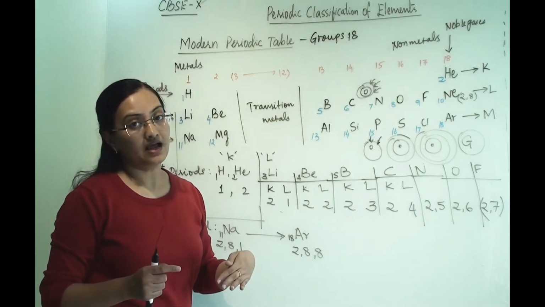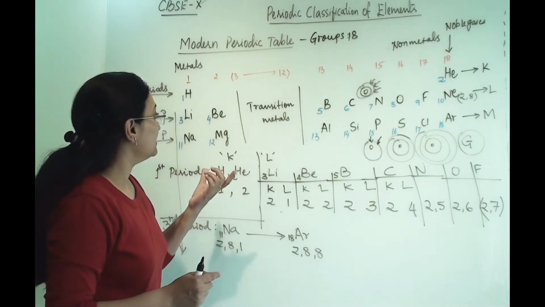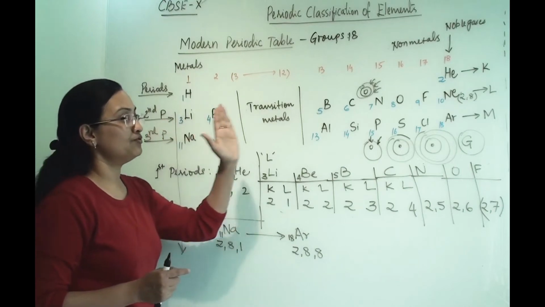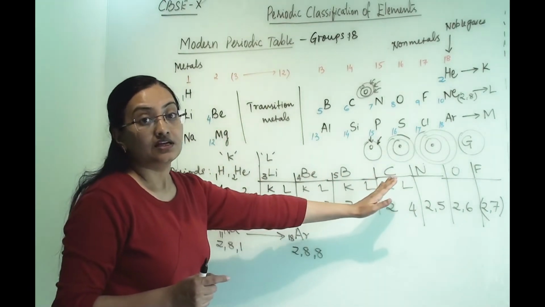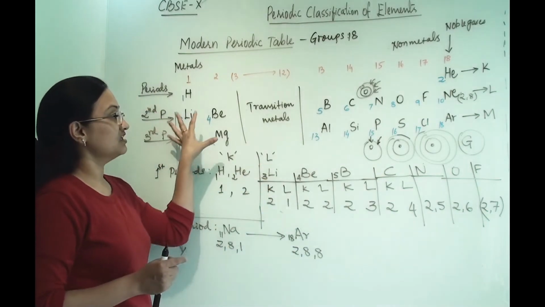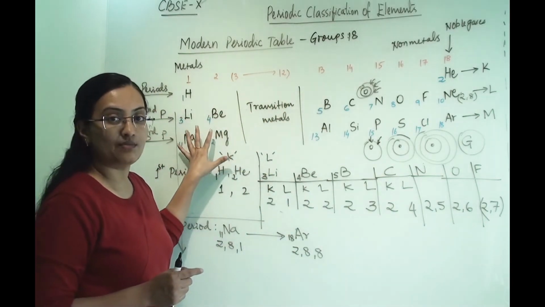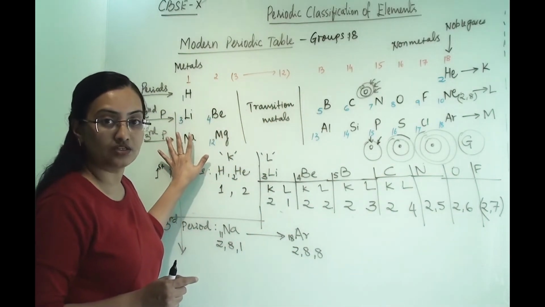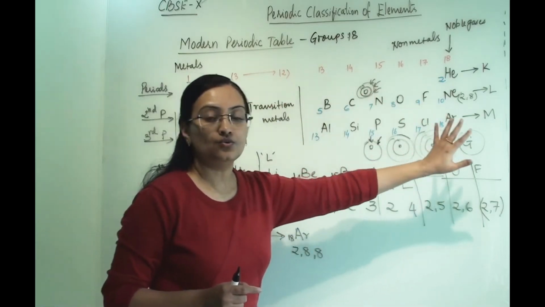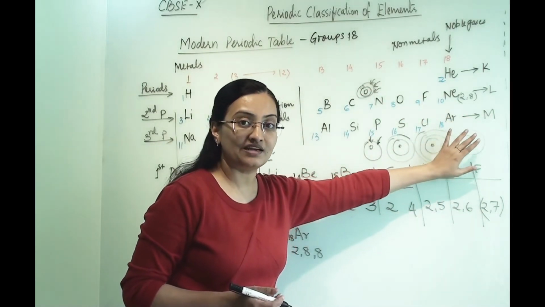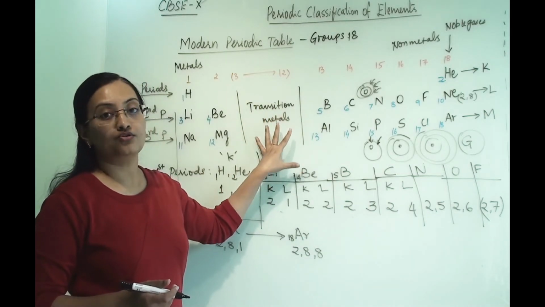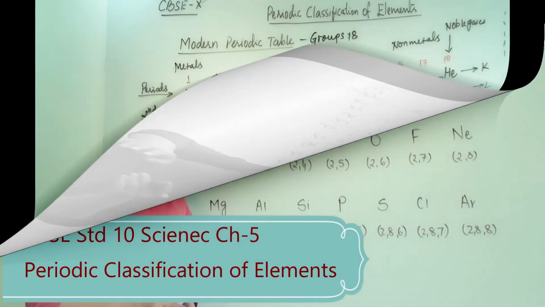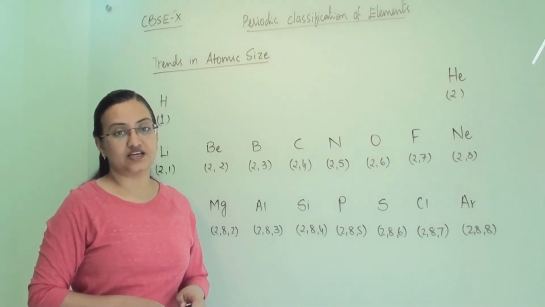in the element. Then the next one is, from left to right as we are going, the metallic character will decrease. Or you can just remember the position of the elements: towards the left side all the metallic elements are there, towards the right-hand side all non-metallic elements are there, and in between metalloids or transition metals are there. The periodic trends in atomic size.